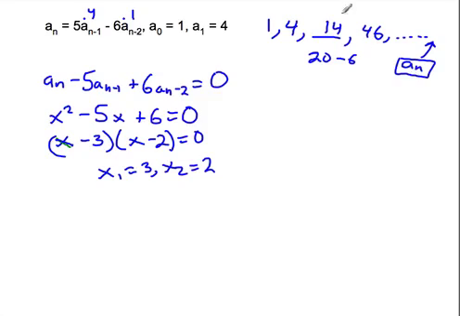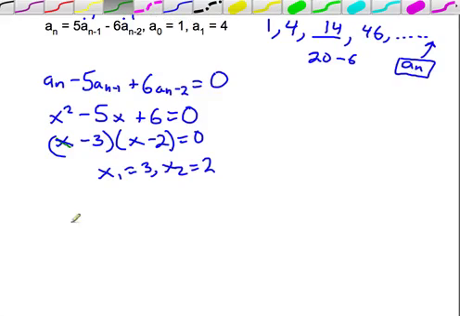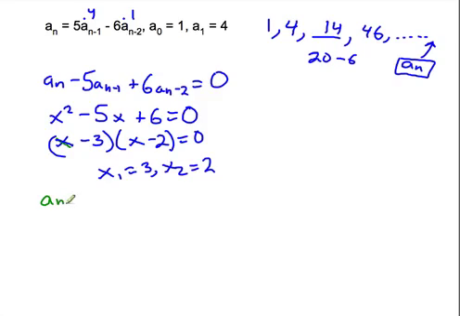So we're just going to copy that over here. I'm going to copy that in green. We've got a sub n equals c1 times x1 to the power of n plus c2 times x sub 2 to the power of n. And here are our initial conditions: a0 equals 1 and a1 equals 4. We can use that to find the constants c1 and c2.